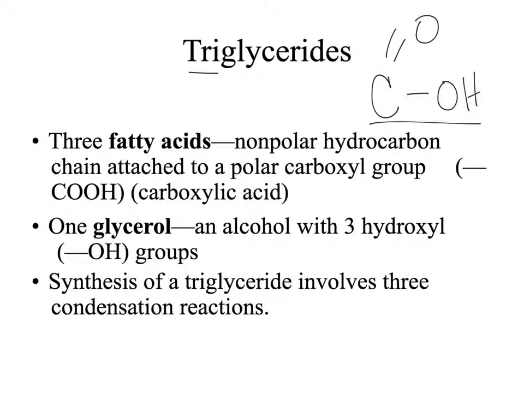So these 3 fatty acids are also bonded to a glycerol molecule, and that's where the glyceride part of the word comes from. A glycerol, it ends in OL, that means it's an alcohol, and it has 3 hydroxyl groups. Remember, hydroxyl are the OH groups. To make a triglyceride, so to make a typical lipid, you would have to have 3 condensation reactions. So we'll see that in the next slide.